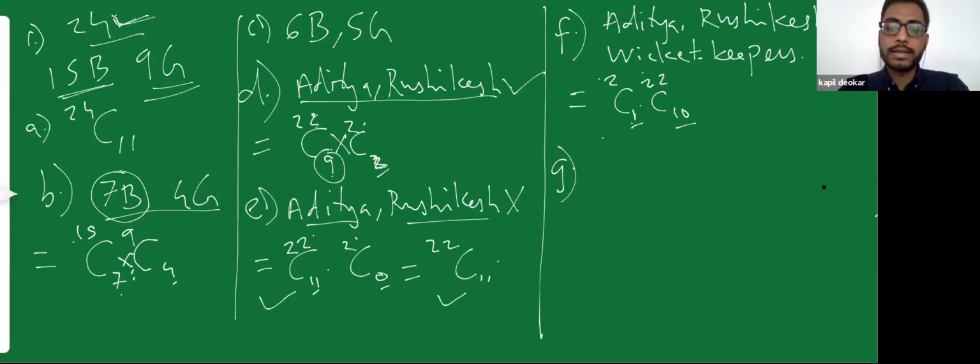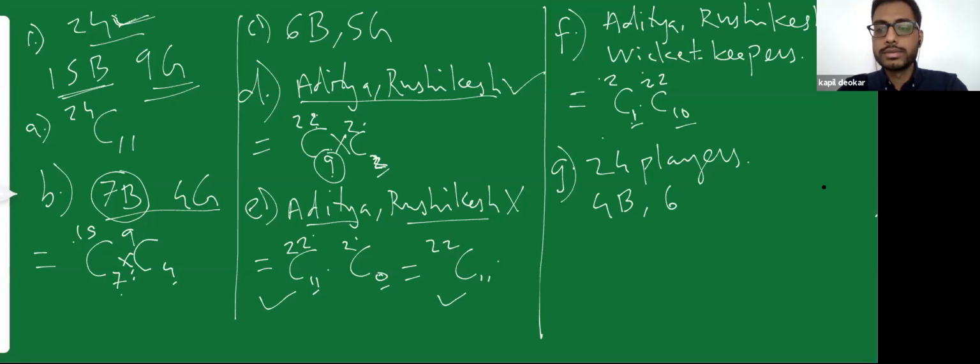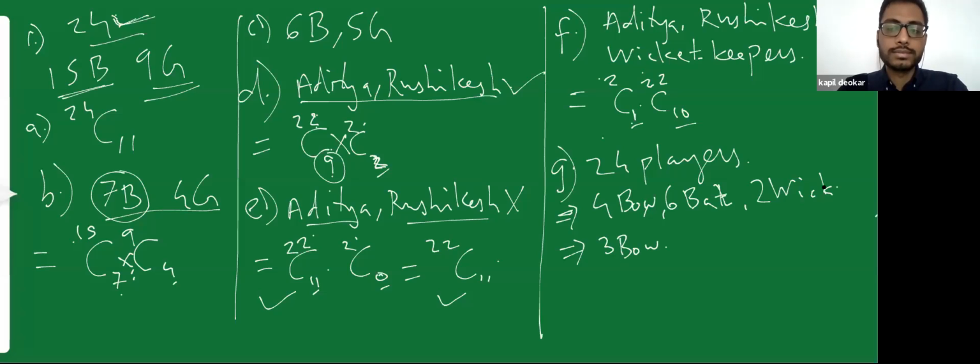Let us consider the next scenario, that out of these 24 players that I have, 4 of them are good bowlers and 6 of them are good batsmen. And how many wicket keepers do I have? Aditya and Rishikesh, and 2 of them are good wicket keepers. Now, out of these 4 bowlers, 6 batsmen, and 2 wicket keepers, I need to select 3 bowlers, 5 batsmen, and 1 wicket keeper. And the rest of the players I can select from here.